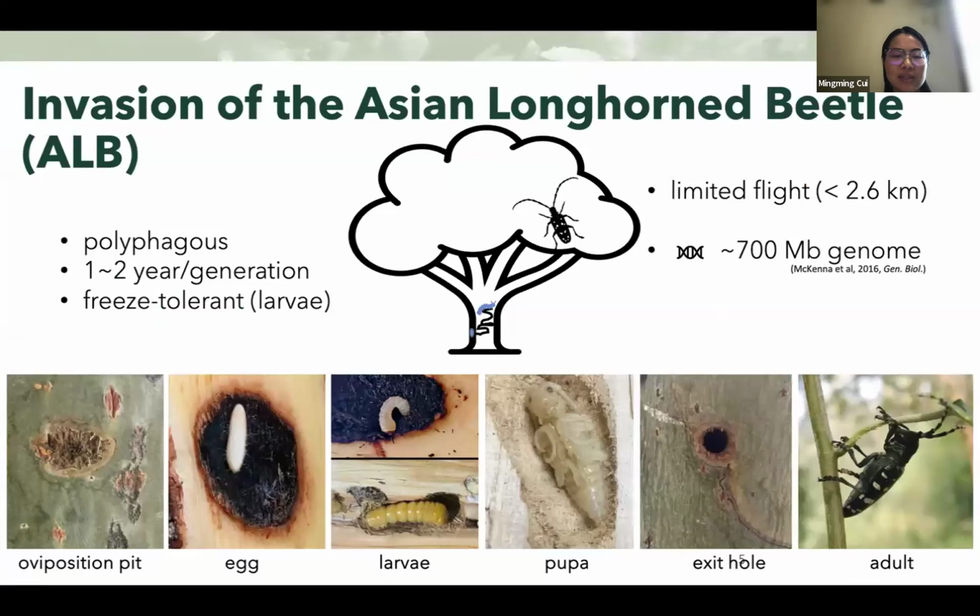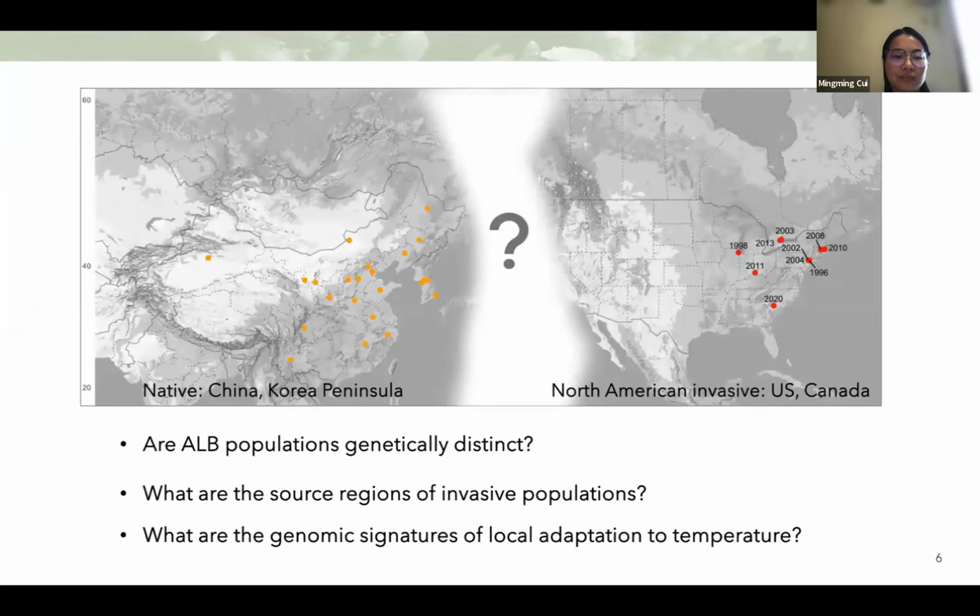Now, my focal species, the Asian longhorn beetle, feeds on various tree species such as maples, poplar, and willow. It is one of the most damaging invasive species, and its larvae exhibit excellent cold tolerance ability, which contributes to its invasion success. It is native to China and South Korea and was first introduced into New York in 1996 through wooden packaging material and has since spread across North America and Europe.